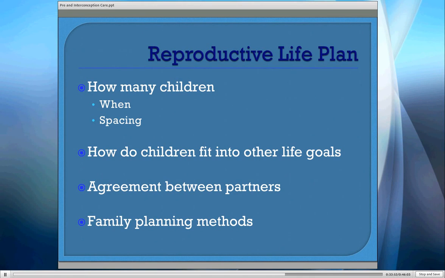Work, travel, education. Also to assure that partners are actually in agreement about the number and spacing of their children. It is sometimes amazing the lack of communication about this very important aspect of relationships. And then also, are partners in agreement about family planning methods? Many methods actually require the cooperation of partners, so they need to be on the same page for that.